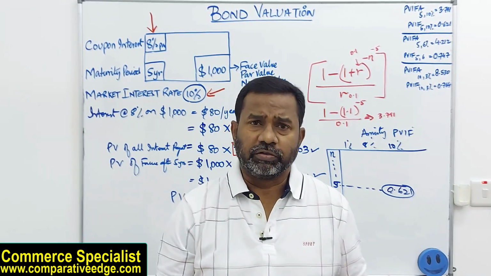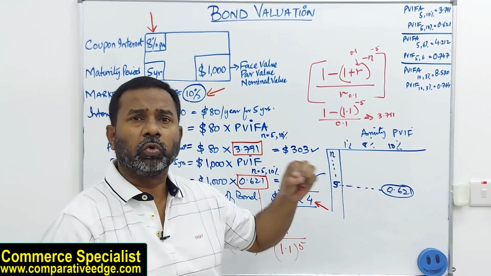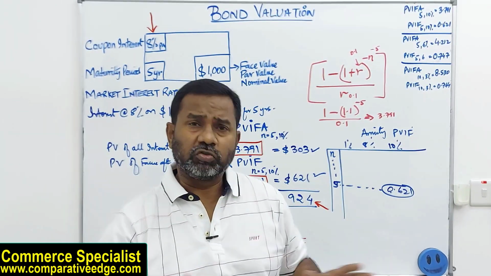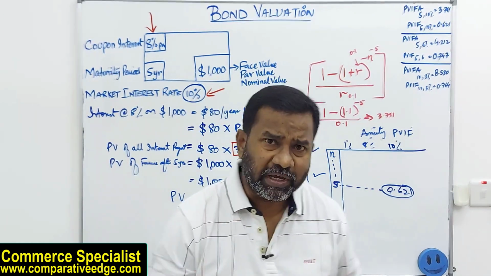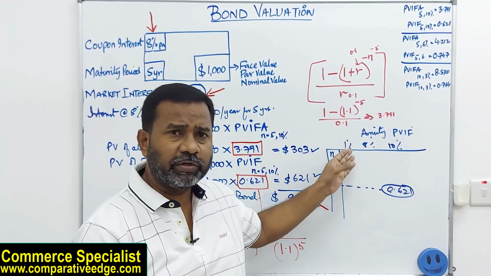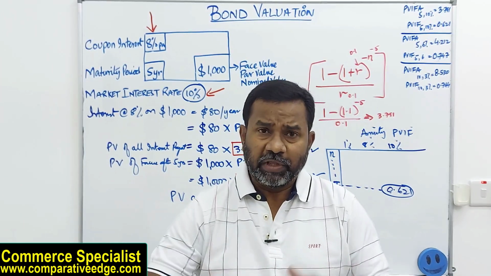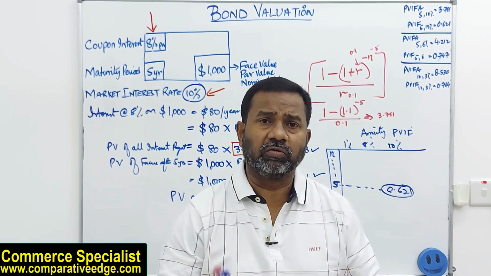So decision is yours. You want to use the tables, quick and easy. But the only drawback for tables is table does not provide you all the values, which means table may give you values for 1%, 2%, 5%, 10%, but not for 11.5%. So if that is the case, you have to calculate it yourself.